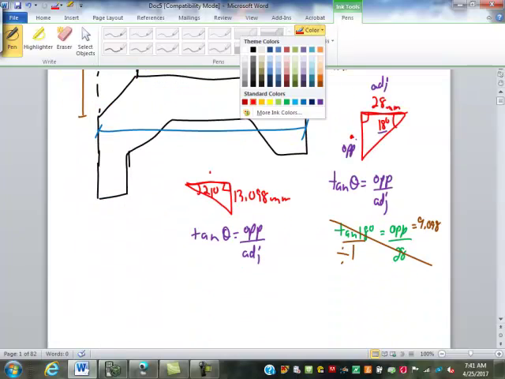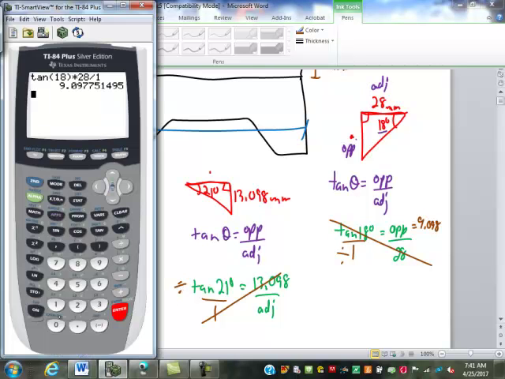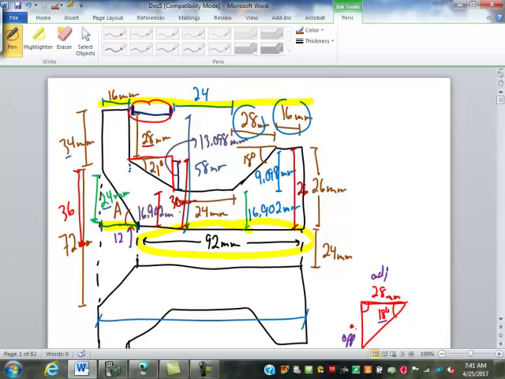So tangent of 21 degrees. The opposite side is 13.098. The adjacent side is what I'm looking for this time. Put this over 1. I cross multiply and divide. So 1 times 13.098 is 13.098 divided by the tangent of 21 degrees, 34.121. So this up here is 34.121 millimeters.